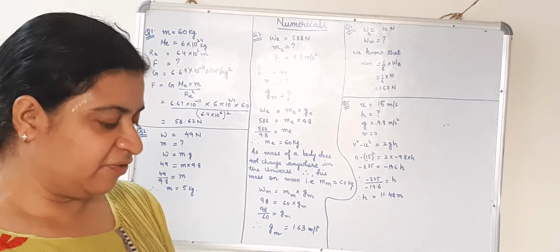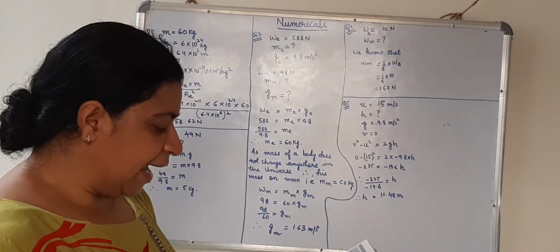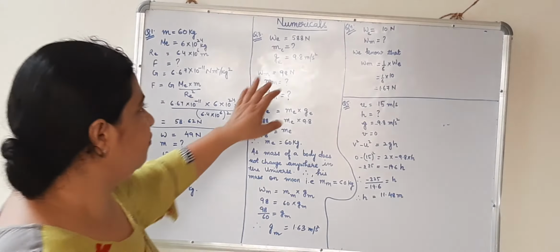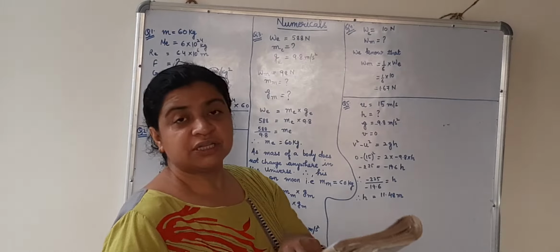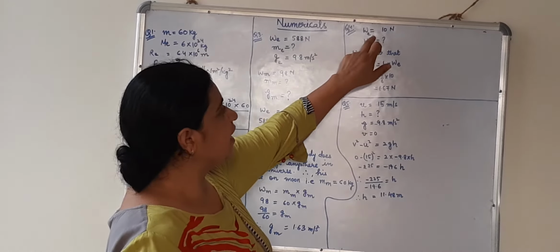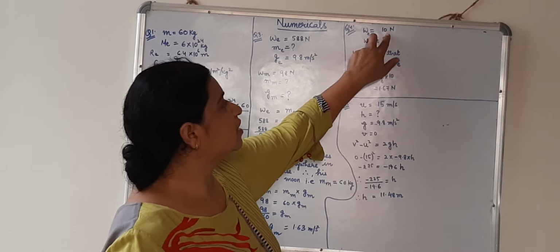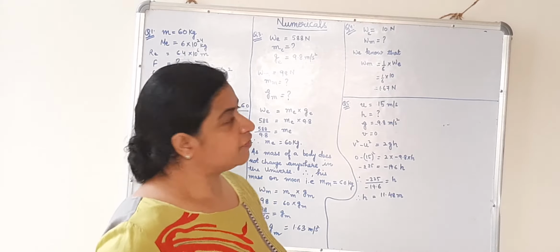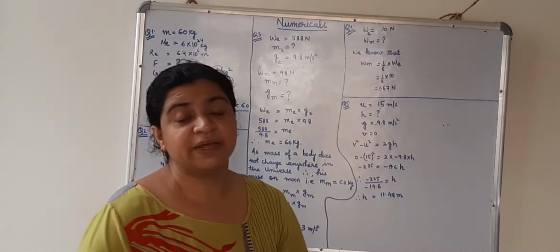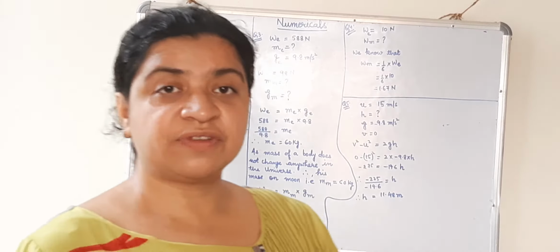Now children, question number 4. An object weighs 10 Newton. Weight of the object is 10 Newton when measured on the surface of the earth. That is why I have written E here. Weight of the object on the earth is 10 Newton. What would be its weight when measured on the surface of the moon?